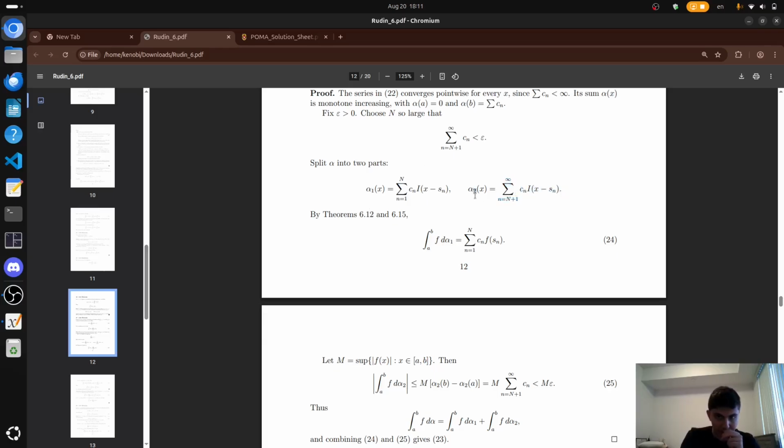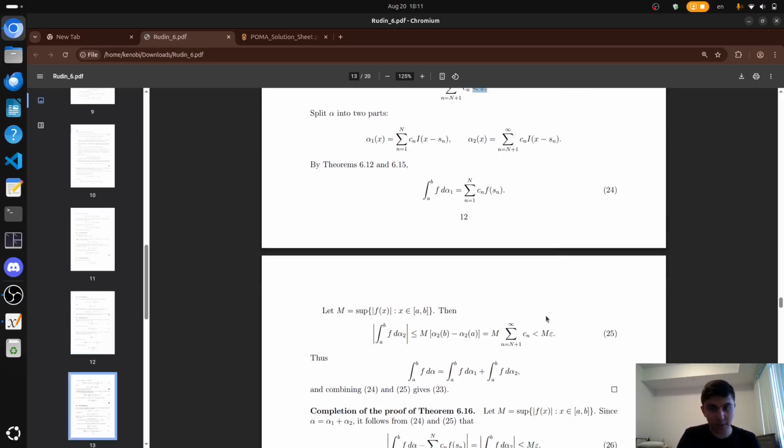This thing over here is less than this thing over here. So evaluating this at b is going to be less than this, and evaluating this at a is going to be less than this. So subtracting, this is even going to be less than that. So it's going to be less than this, and this is less than epsilon. So this is going to be less than M capital times epsilon.